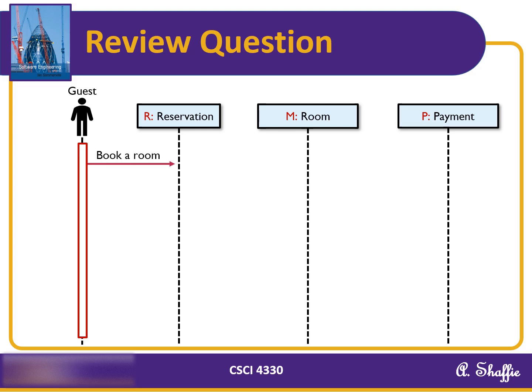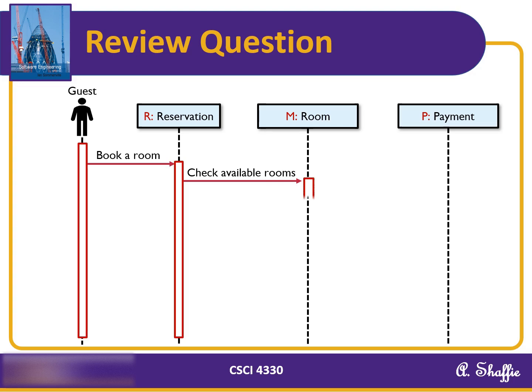I will start with the guest rectangle since he will be the first one to evoke the interaction. The guest will send a synchronous message to the reservation object to initiate the book a room method. The reservation object then sends a message to the room object with the check available rooms method. The room object responds back with a list of available rooms, shown here with a dotted line to indicate a return message. The reservation object then displays a list to the guest.